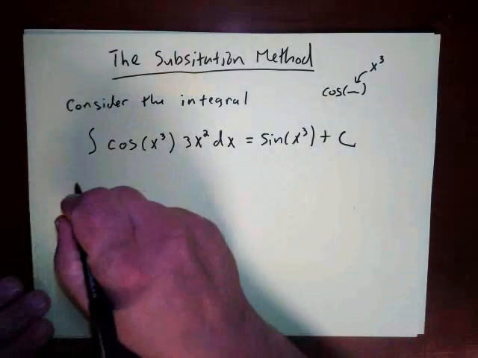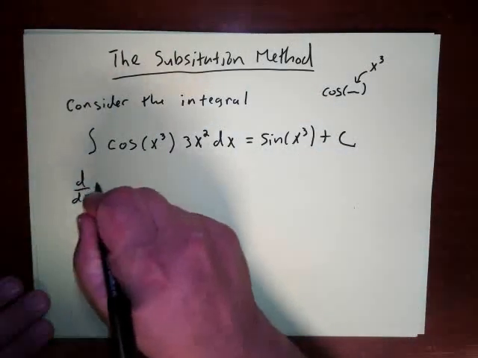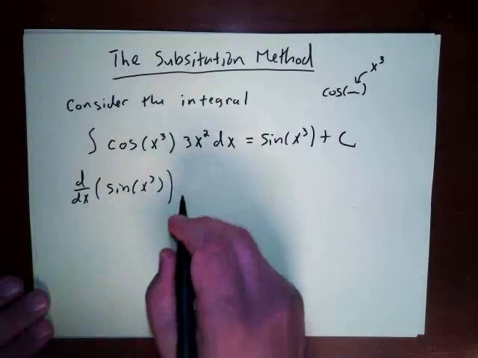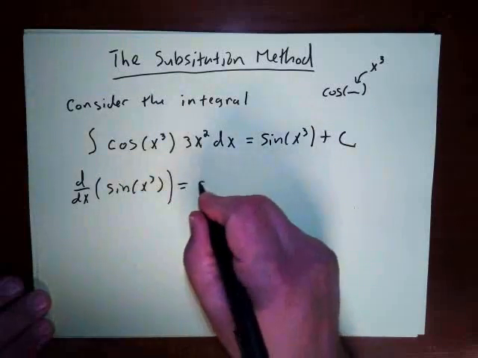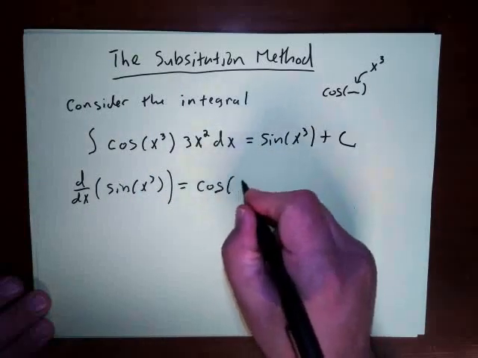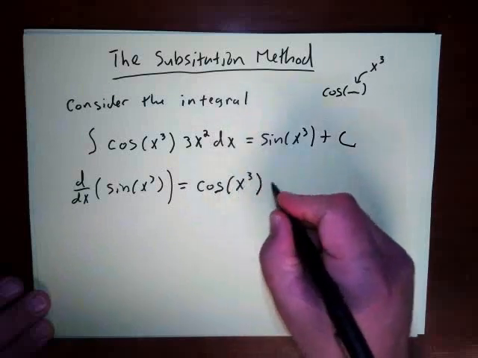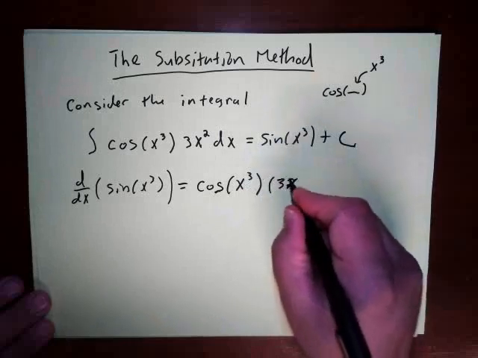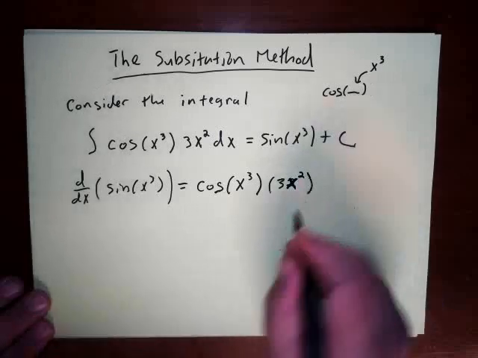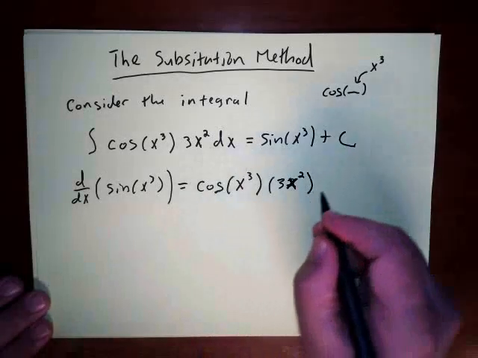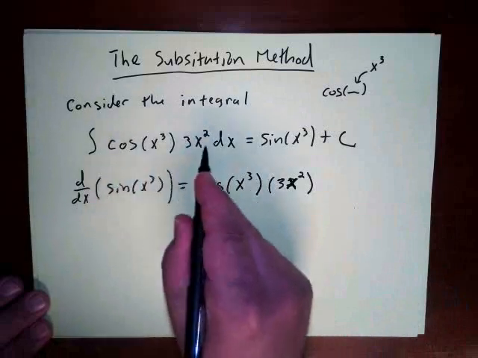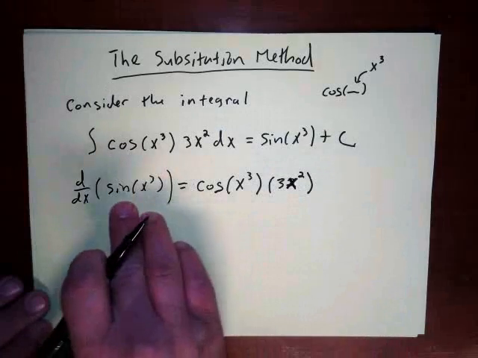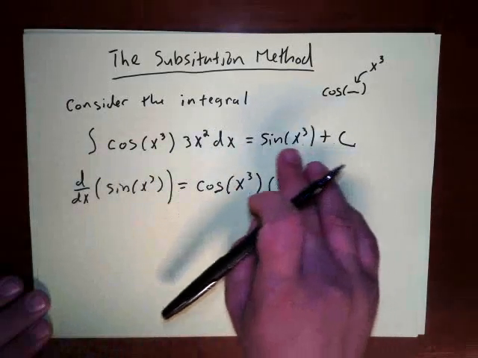Okay, so in other words, if I take the derivative of sine of x cubed, I'm going to take the derivative of the outside function, which is cosine, evaluate it at the inside function, but then I have to multiply that by the derivative of the inside function, 3x squared, like that. Okay, and so basically this here is what I got here. So since this was in my integral, then I can go backwards directly to sine of x cubed.